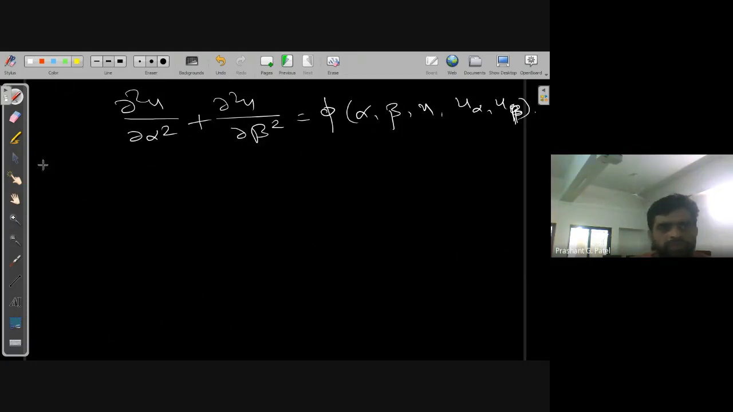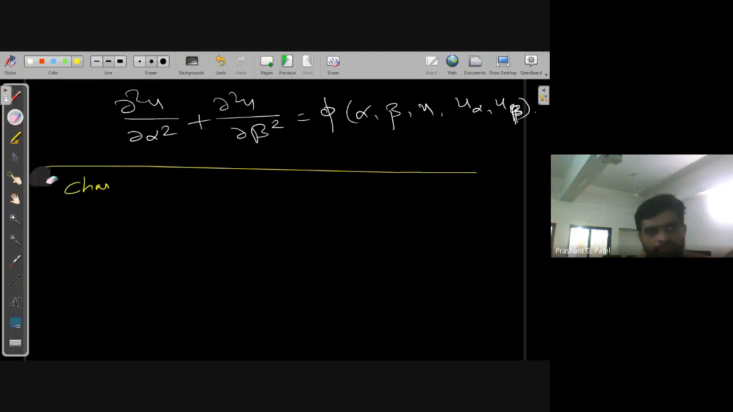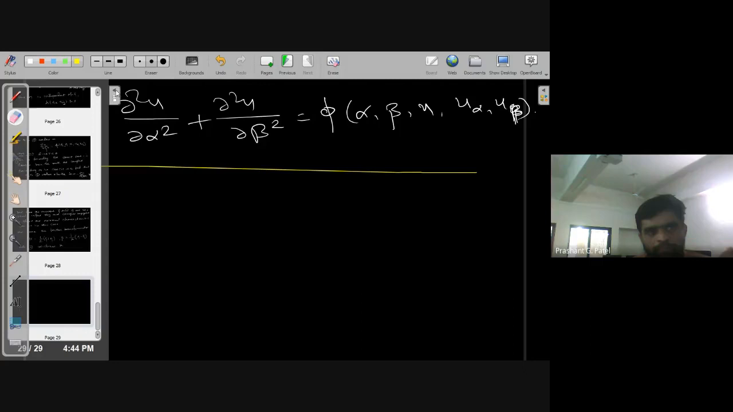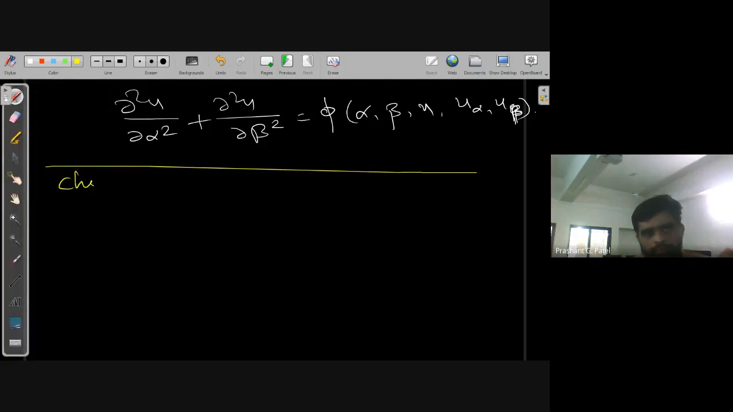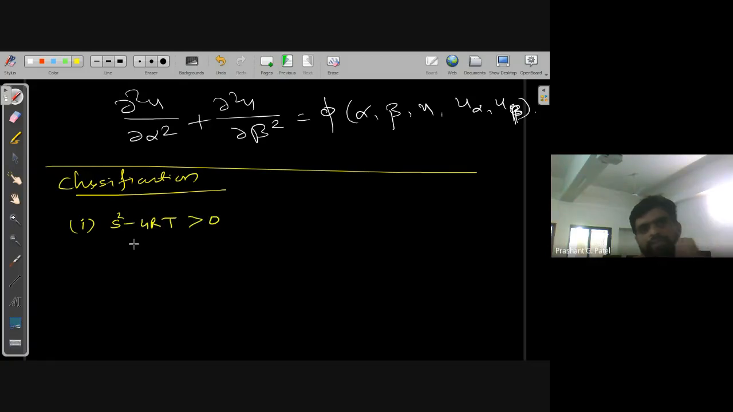So whatever we have discussed till now is classified here. The first one: if r square minus 4RT is greater than 0, then this equation is known as hyperbolic type. This is very important in the NET examination. Many times this type of question is asked.